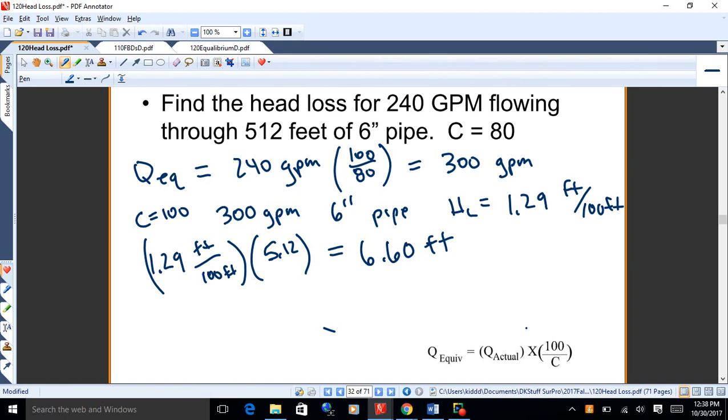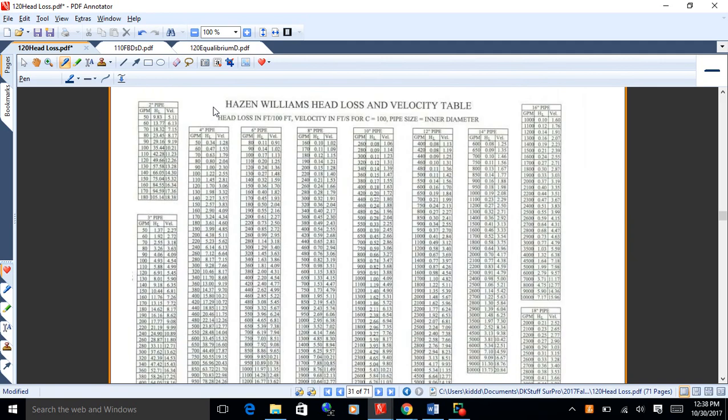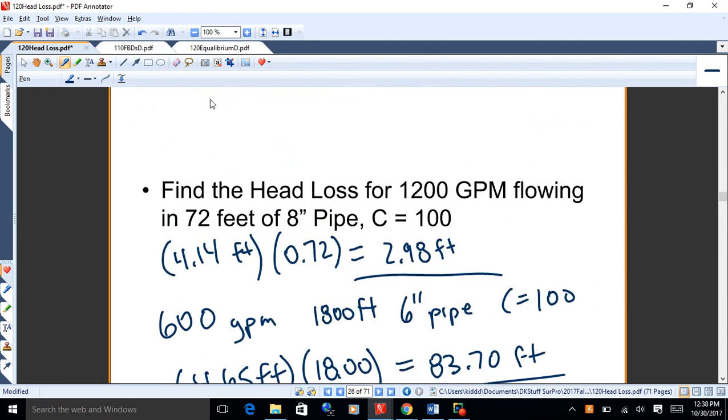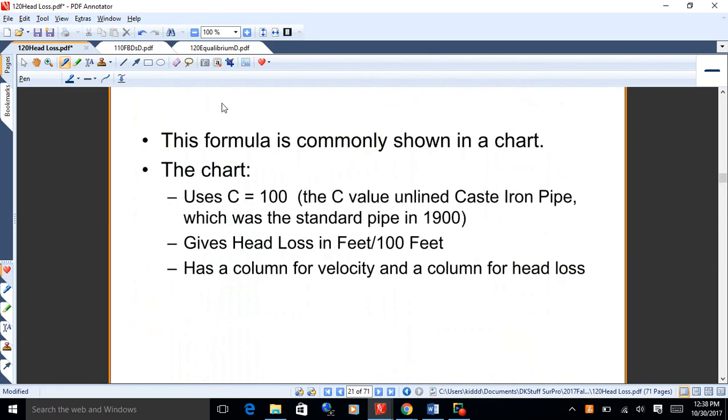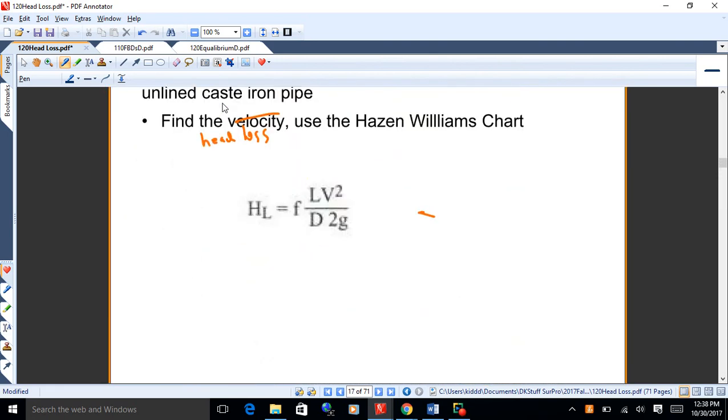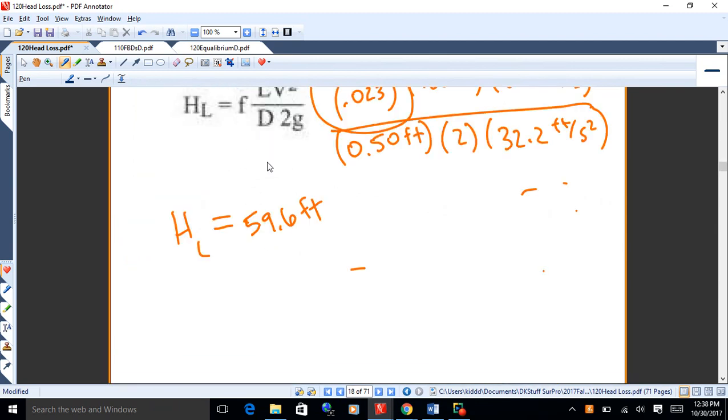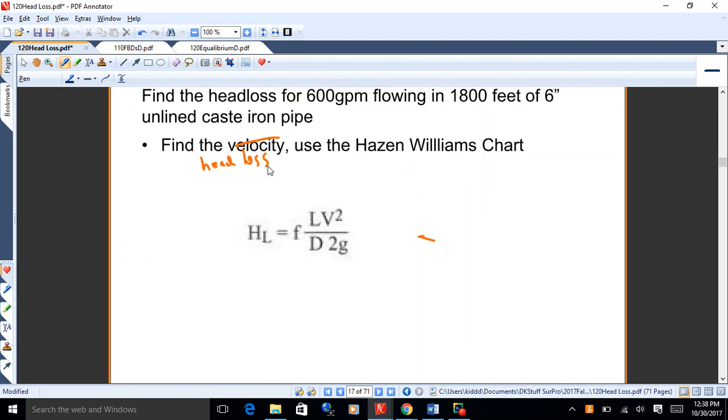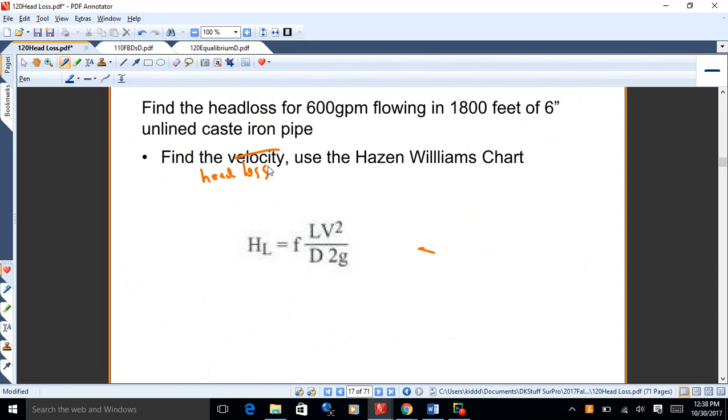Okay, how about going to page 121 again? If we were to convert this into Hazen and Williams, we did that with the Darcy Weisbach. Let's do it with Hazen and Williams. This is the same thing. So what we've got there for that problem is 600 gallons per minute flowing through 1,800 feet of 6-inch unlined cast iron.